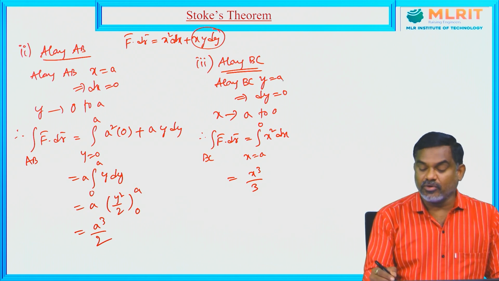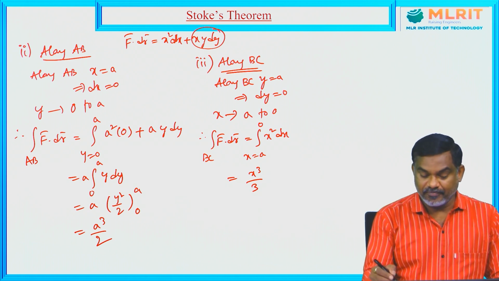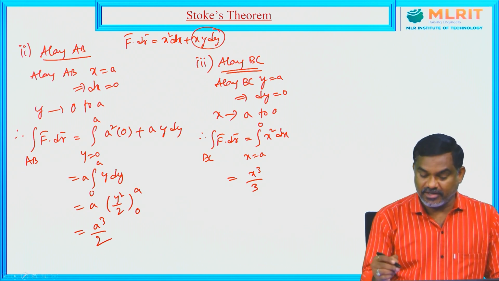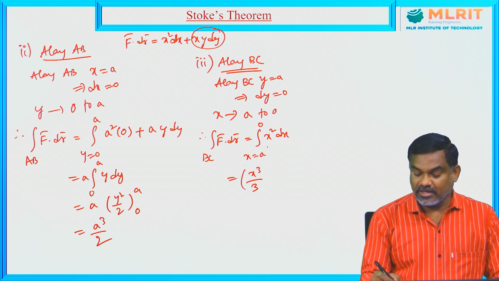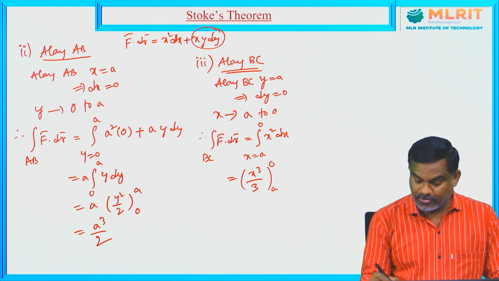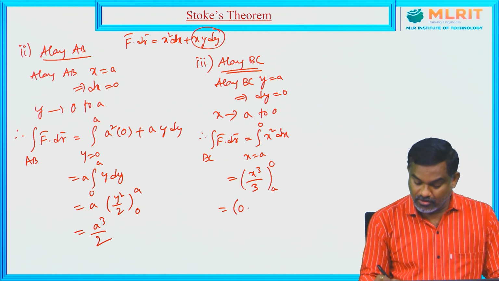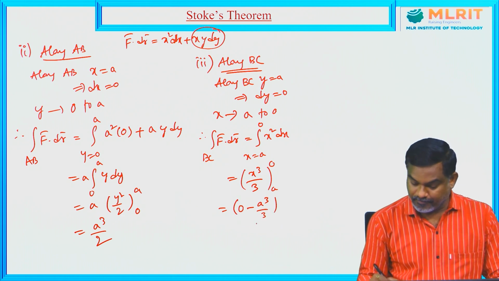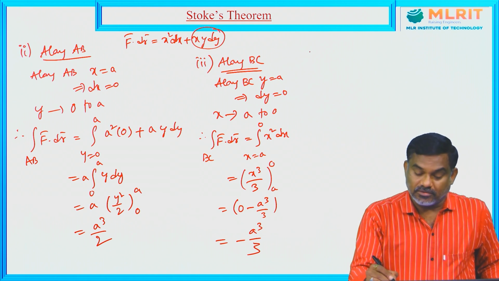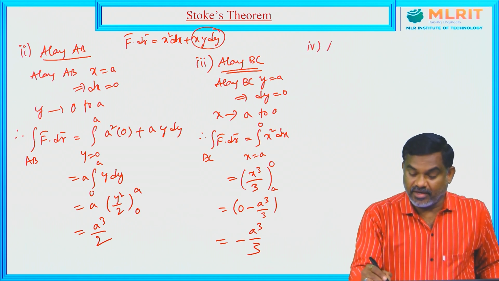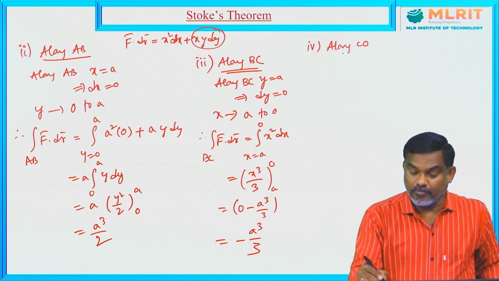So here y equal to a and dy is 0, so obviously the second term vanishes. The integral of x square is x power 3 by 3 from a to 0. Upper limit 0, lower limit minus a cube by 3. So the answer is minus a cube by 3. And now the fourth one, along CO.